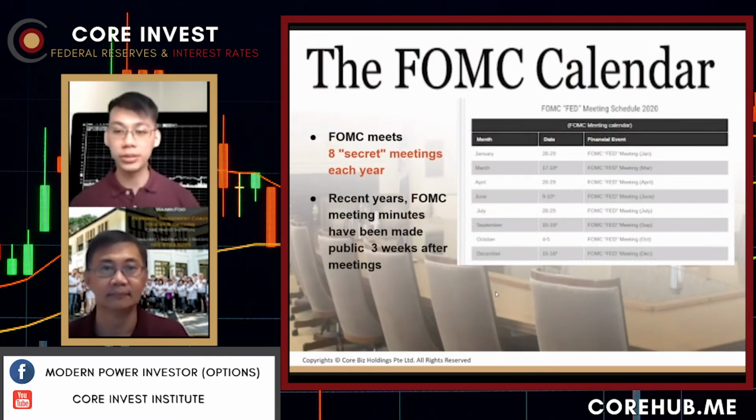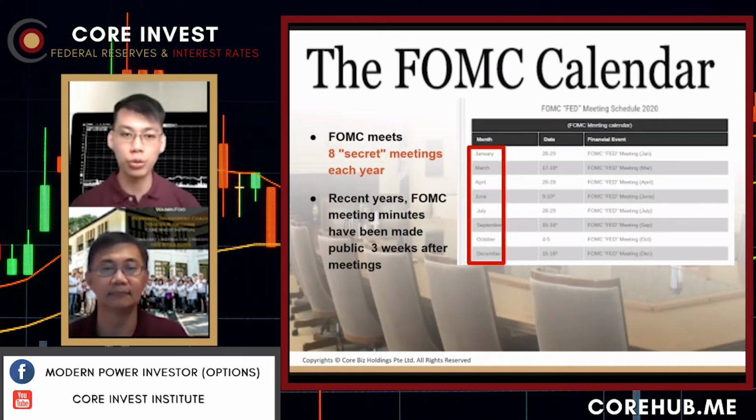So talking about the meetings, right? This is the FOMC calendar, and you can see that the FOMC meets 8 secret meetings each year. You can see on the diagram: January, March, April, June, July, September, October, and December. In recent years, FOMC meeting minutes have always been made public 3 weeks after the meeting. And if you follow closely our announcements and our news, we will always alert all our friends and our members to those coming important dates, okay?